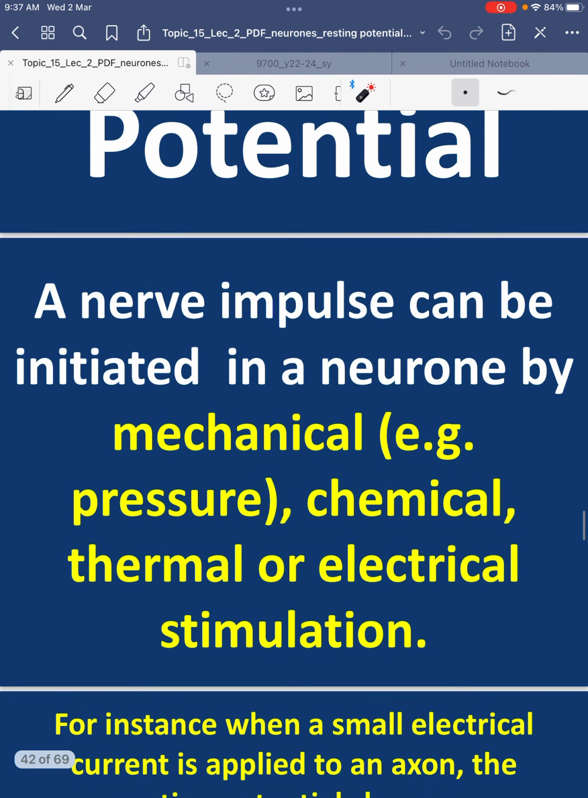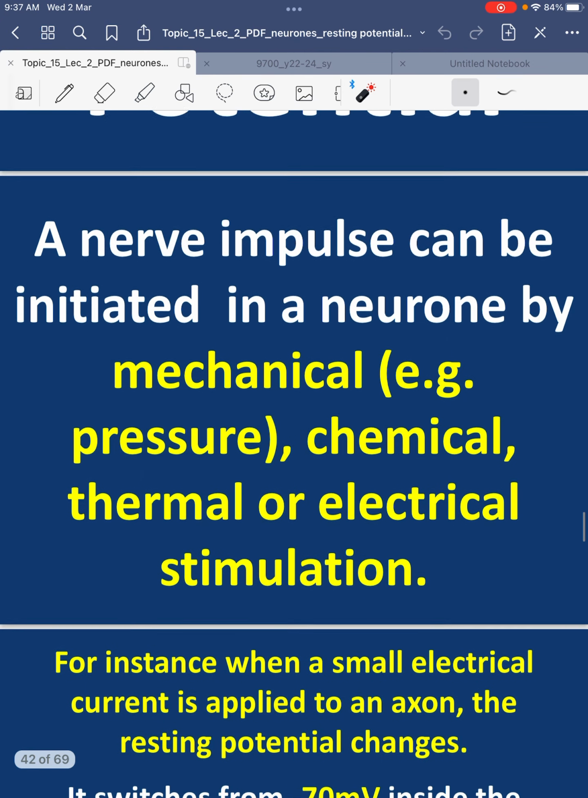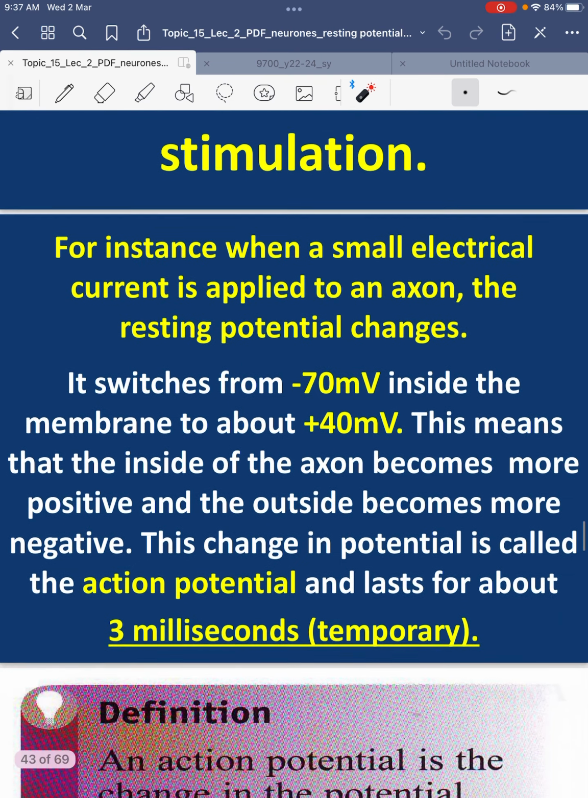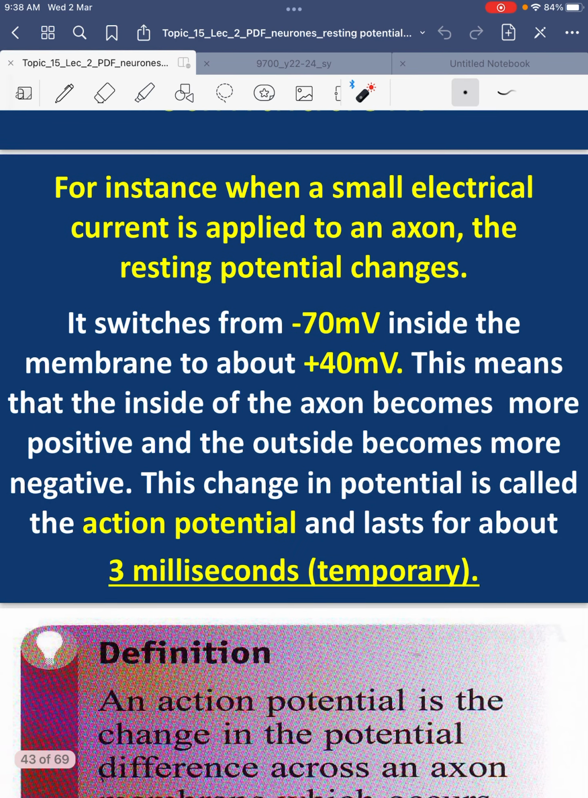Before that, a nerve impulse or electrical impulse can be initiated by anything mechanical like pressure, or chemical, or it can be thermal, or electrical stimulation. For instance, when a small electrical current is applied to an axon, the resting potential changes, and these changes are only temporary. It will switch from minus 70 millivolt to plus 40 millivolt. So now the inside is higher by 40 millivolt compared to outside.